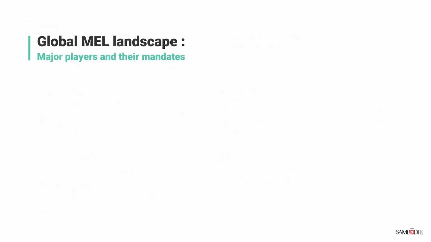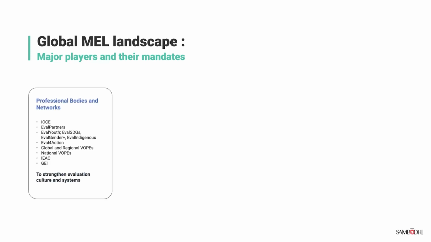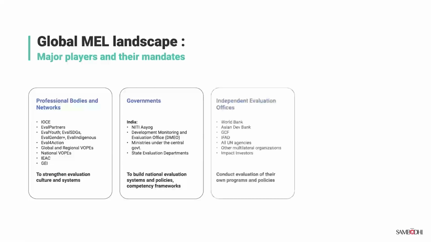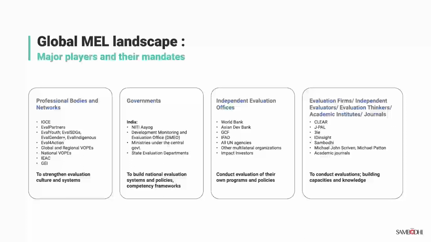If we look deeper into MEL, we can see that it shows a wide landscape around the world. Professional bodies and networks like the International Organization for Cooperation in Evaluation, the Voluntary Organization for Professional Evaluation, etc., were set up to improve the culture and systems of evaluation. In addition, the Indian government has set up national evaluation systems and policies, such as NITI Aayog and the Development Monitoring and Evaluation Office, among others. There are also independent evaluation organizations like the World Bank and Asian Development Bank. Furthermore, evaluation firms such as JPAL and Sambodhi have also come into action.